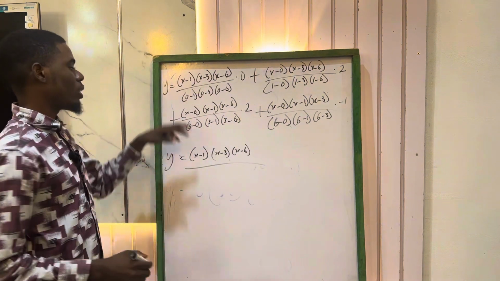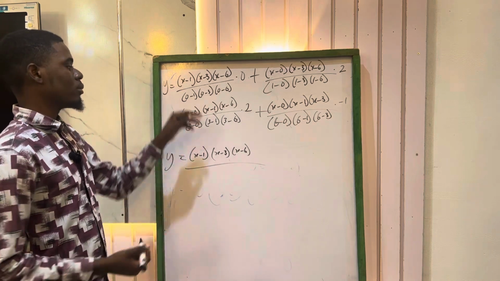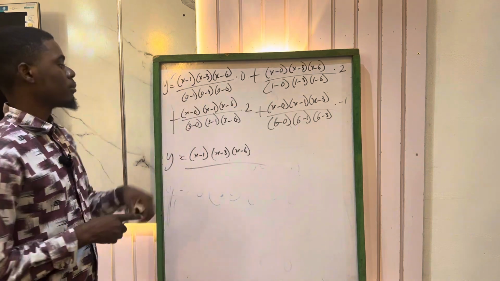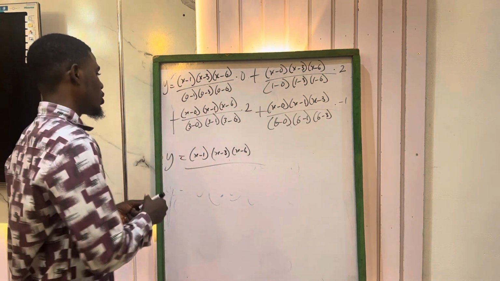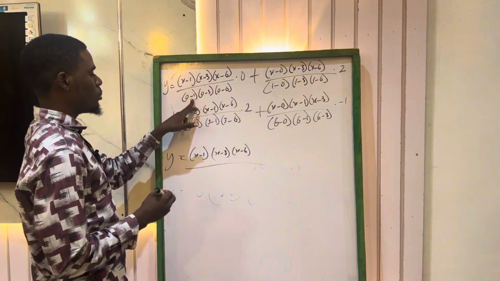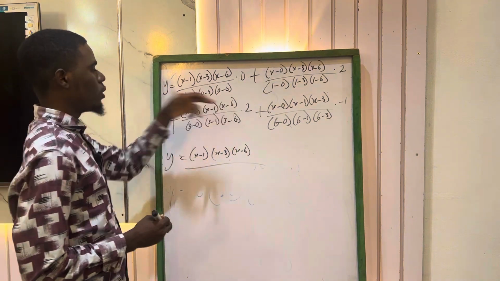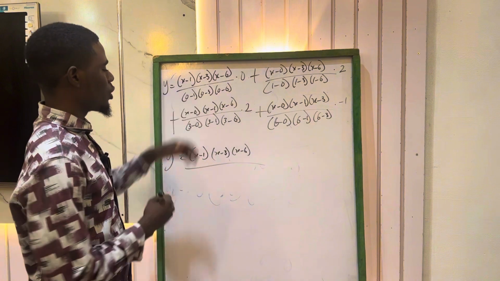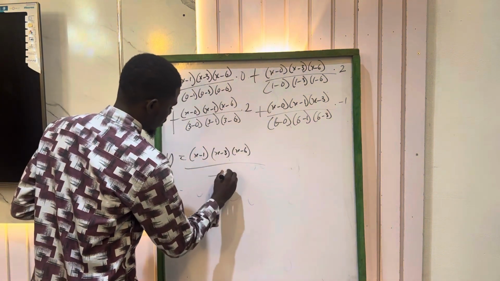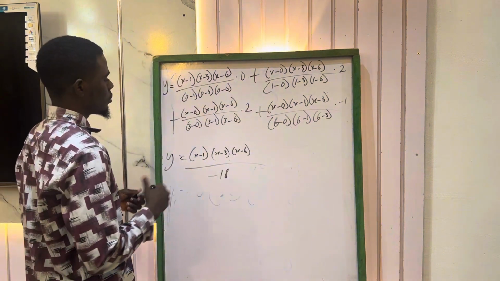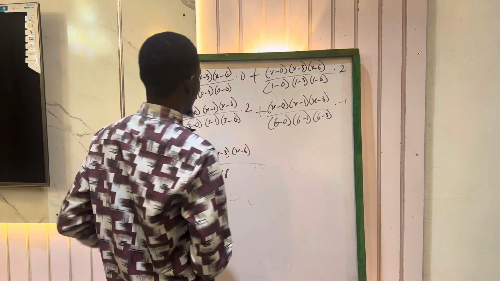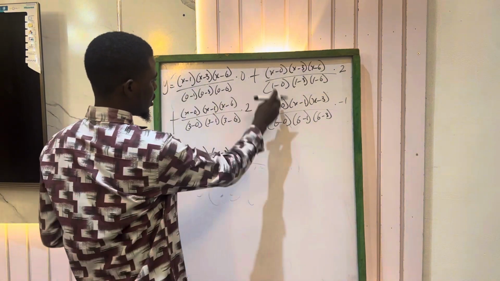Then beneath, we're going to have that 0 minus 1 is minus 1, 0 minus 3 is minus 3, and 0 minus 6 is also minus 6. So we're going to have minus 1 multiplying minus 3 multiplying minus 6. By the time you multiply this, we're going to have minus 18 beneath. So now you go to the next one, that is this second term.